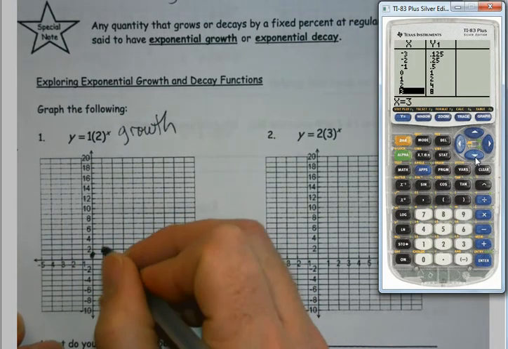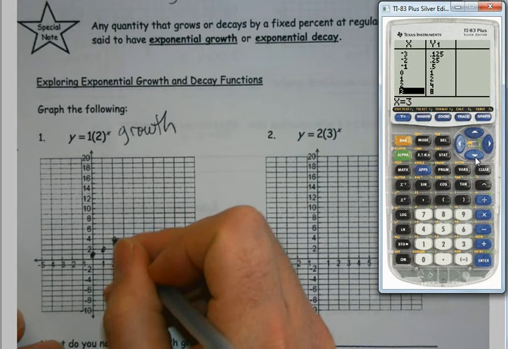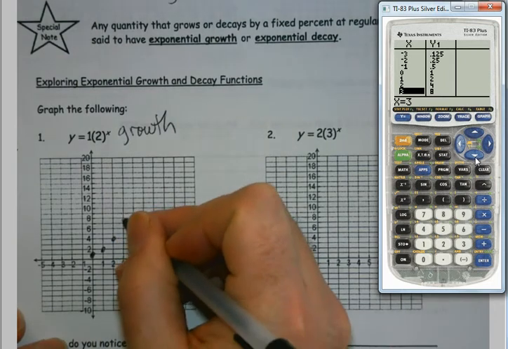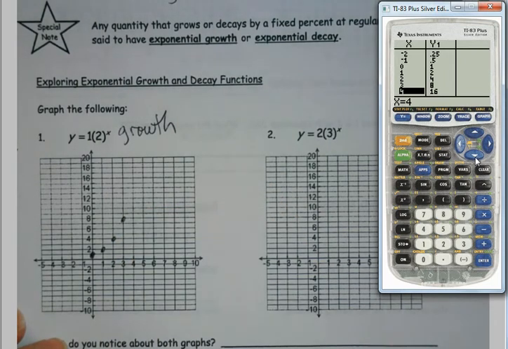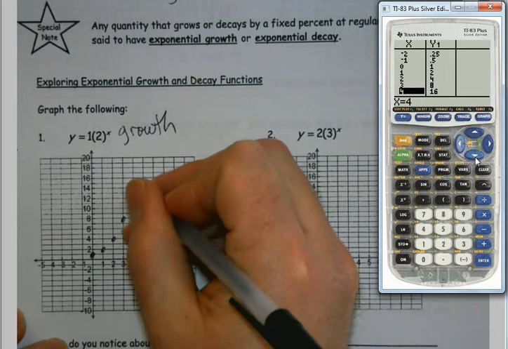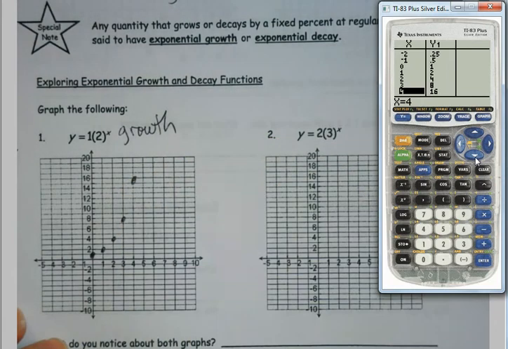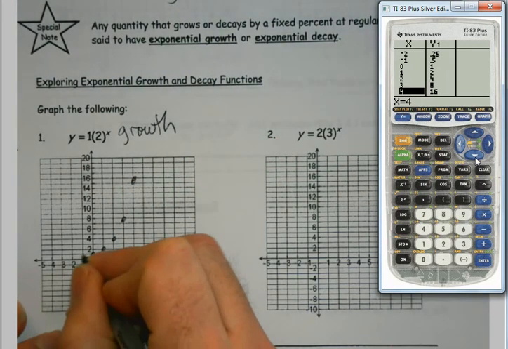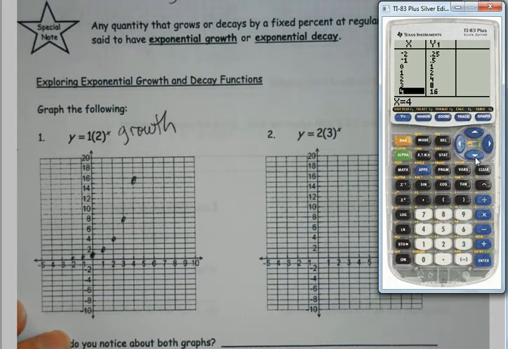Basically, as long as I can still fit them on the graph, I'm probably just going to go ahead and make them. Because the more points that I plot, the easier it's going to be to see what this graph is going to end up looking like.